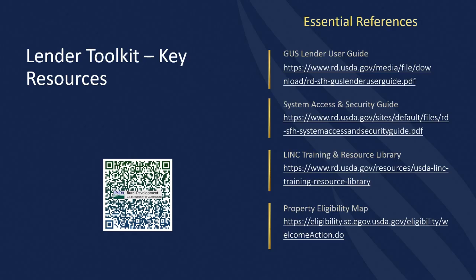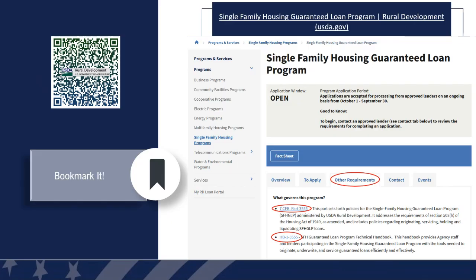All right, so let's wrap this up with some useful tools. I've listed some essential references on this slide, but we will go through a few others. Here you can find a direct link to our handbook and our Code of Federal Regulations. The link is included on the slide to get to the Single Family Housing Guaranteed Loan Program screen, and then you would go to other requirements.